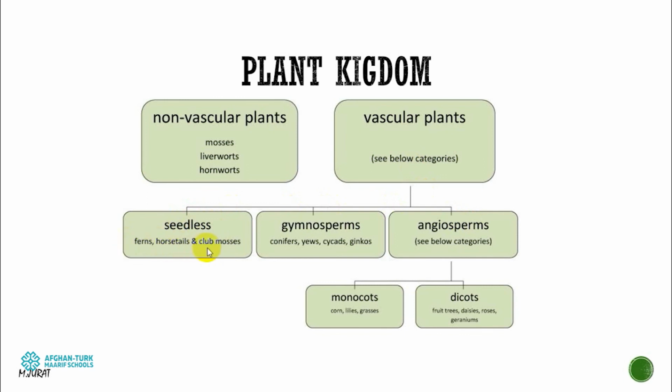So let's have a revision again. We say that the plant kingdom can be divided in 2 ways, non-vascular and vascular plants. Non-vascular are mosses, liverworts and hornworts, and the vascular plants can be further divided into 2 parts: seedless, which are ferns, horsetails and club mosses, and seed plants, which we can divide into gymnosperm and angiosperm. Gymnosperms are the kind of plants which cannot grow flowers, like conifers, yews, cycads and ginkgos. Angiosperms can be divided into monocots and dicots. Corn and different grasses go in that category, and dicots are like different sorts of fruits.